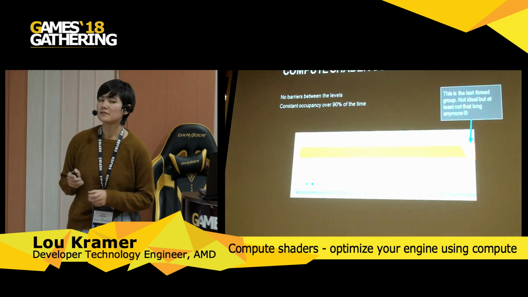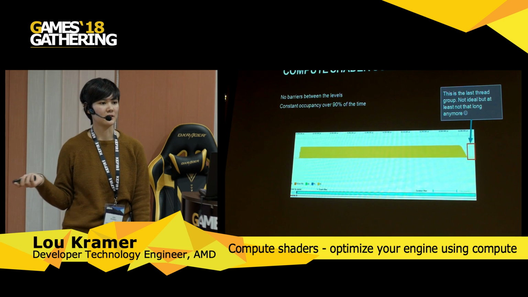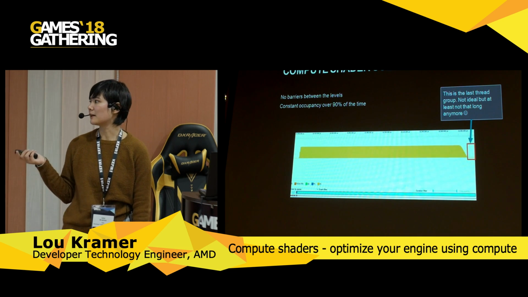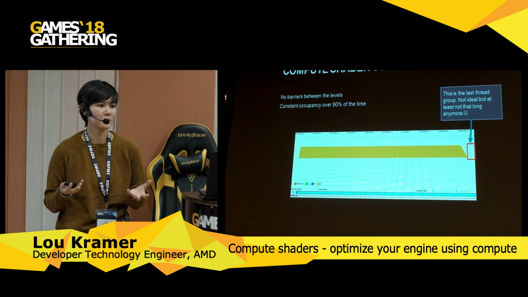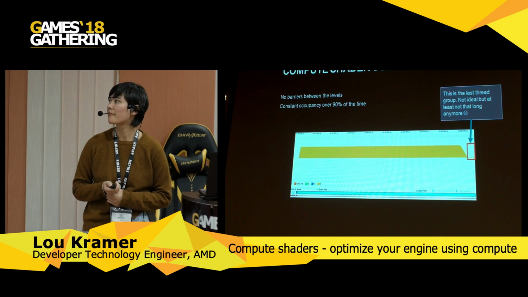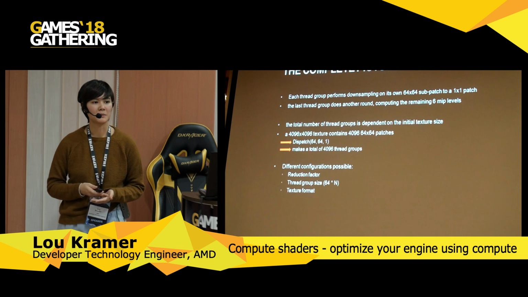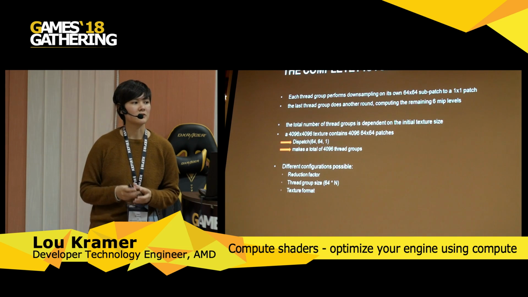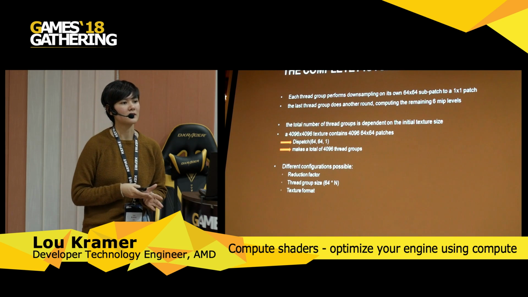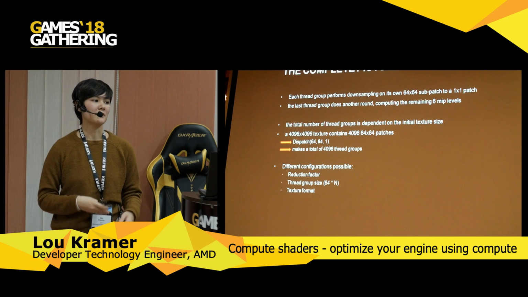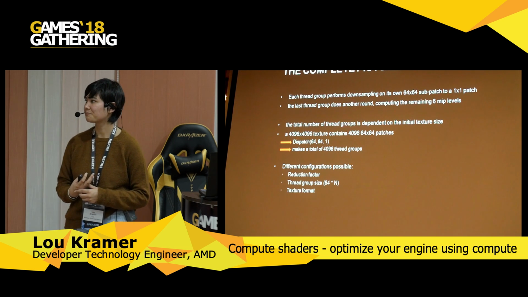And this last part, where not much is happening, is actually the last thread group doing another round of 64 down to 1. And you see, it's not ideal, but it's not that bad anymore, because it's just a few pixels and doesn't take too much time. So just to sum up, each thread group performs downsampling on its own subpatch independently from each other thread group, a subpatch of size 64 times 64 down to 1. And then we have the last thread group, which does another round of 64 down to 1.